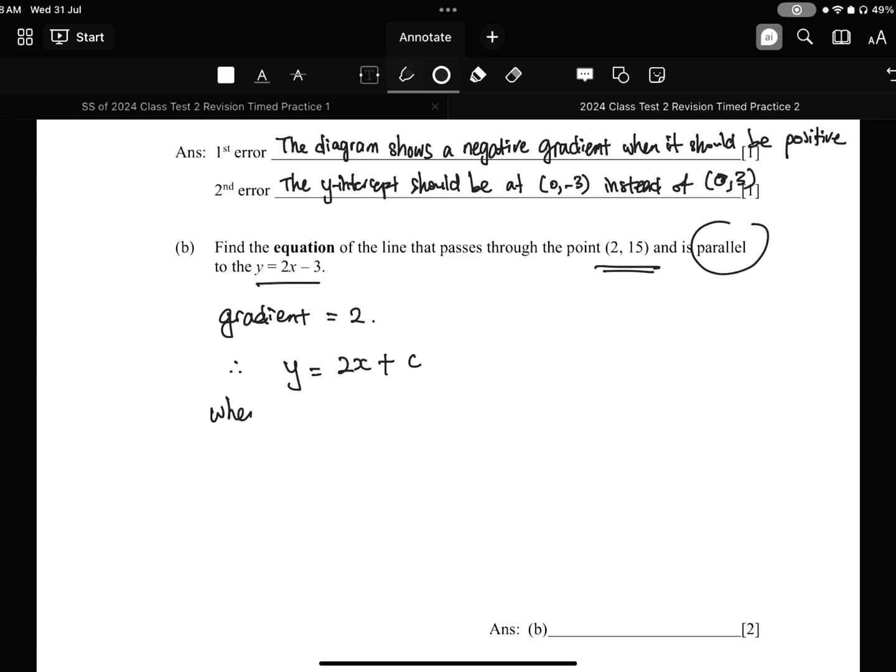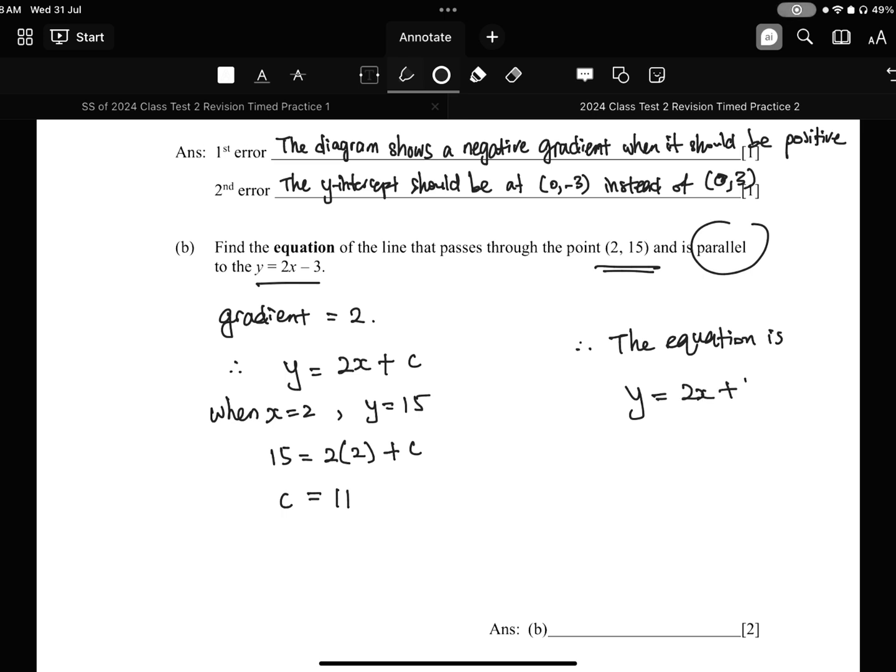Now, next we need to find c, right? So when x is equal to 2, y is equal to 15, right? So substitute in: 15 equals 2 times 2 plus c. c equals 11. Therefore, the equation is y equals 2x plus 11. There we go.